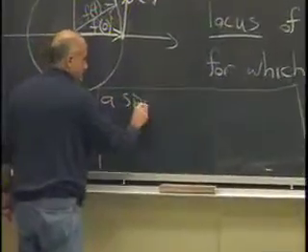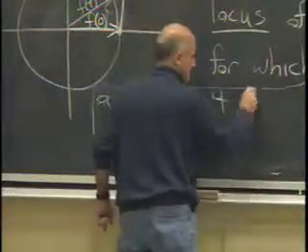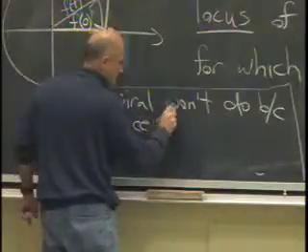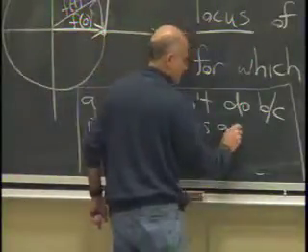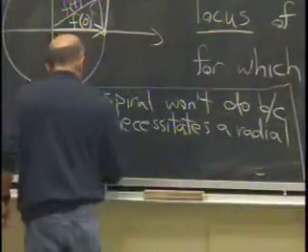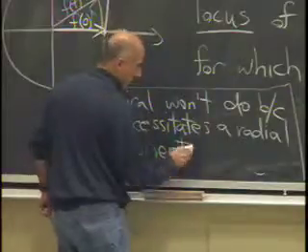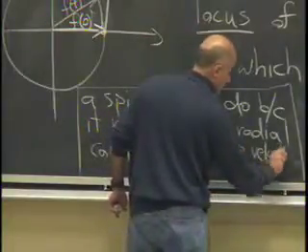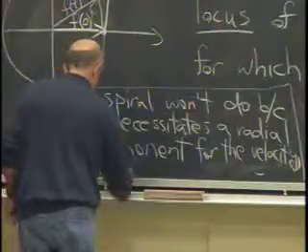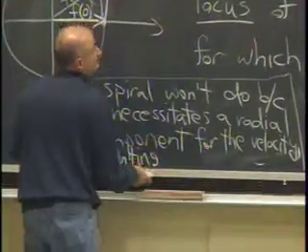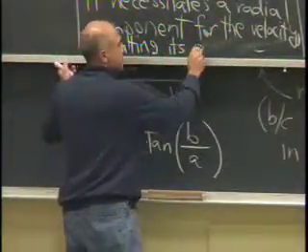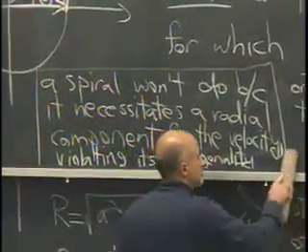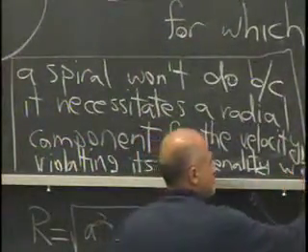A spiral won't do because it necessitates a radial component for the velocity, violating its orthogonality with the displacement.